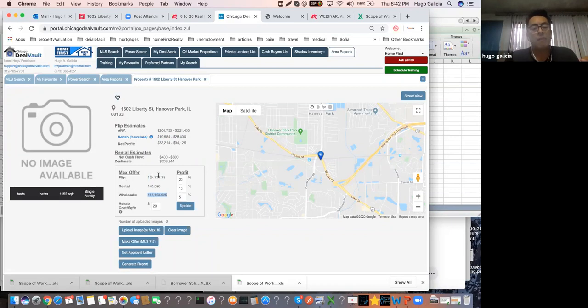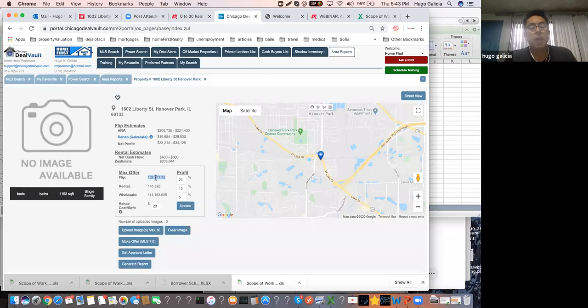So if you're gonna flip the property, the most you should pay is 124. This is with the assumption that you need to have a 20% profit, okay? If you don't get a 20% return on investment on a flip, you shouldn't even do the flip. What this means is that if you sell the property for 200,000 on a flip, you need to make 20% profit. So 20% of 200,000, that's 40,000. Unless you make 40,000, you should not even do the deal.